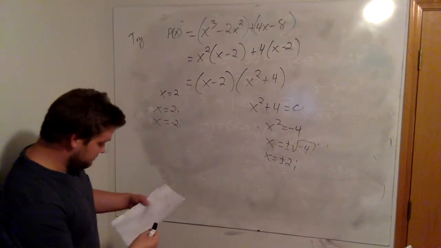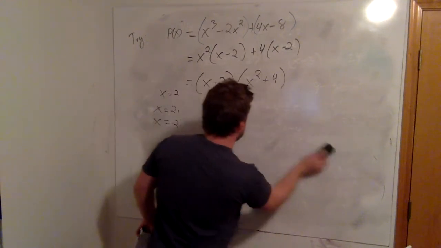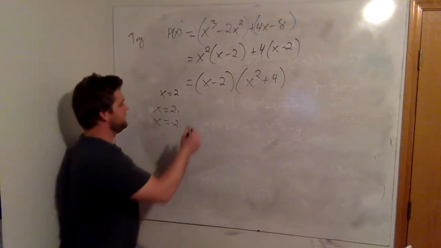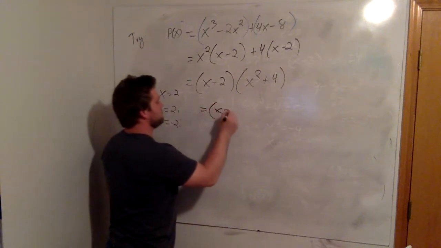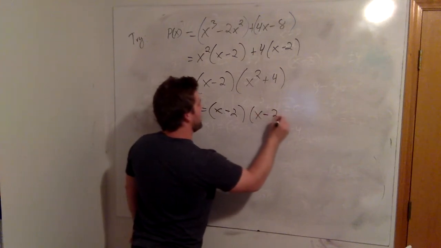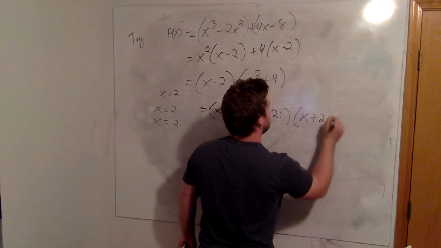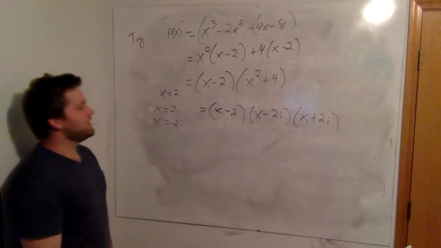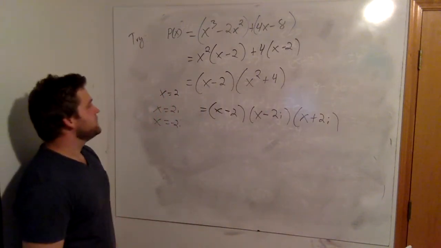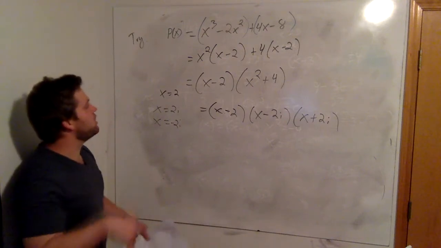Let's go ahead and factor. So this will factor to x minus 2, x minus 2i, and x plus 2i. And there we go. It's great. I didn't have to use synthetic division here. With some of these problems, just sticking to our factoring skills, we'll get through these problems a lot quicker.